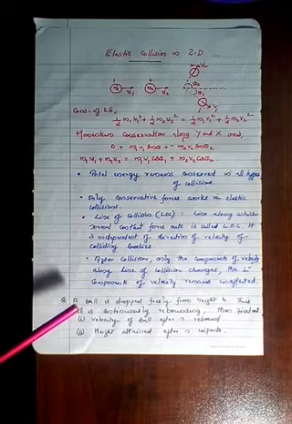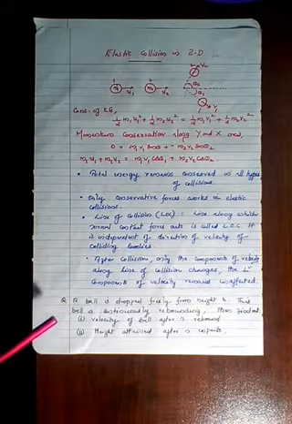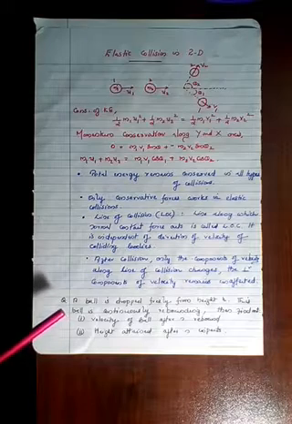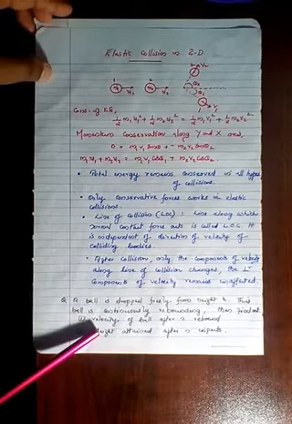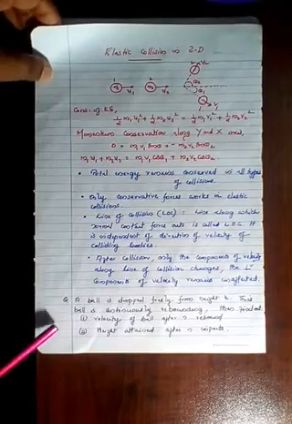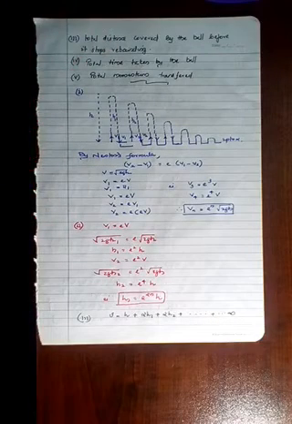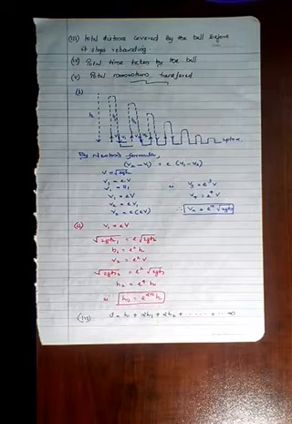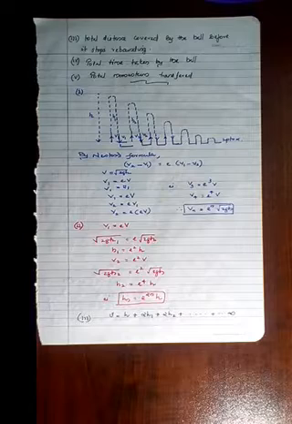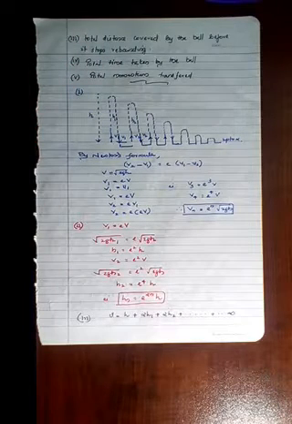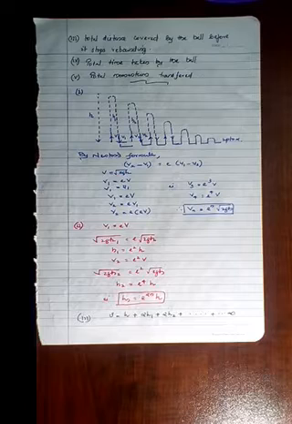A ball is dropped freely from height h. The ball is continuously rebounding. Then find out the velocity of the ball after n rebounds, the height attained after n impacts, the total distance covered by the ball before it stops rebounding, the total time taken by the ball, and the total momentum transferred. Very good questions.